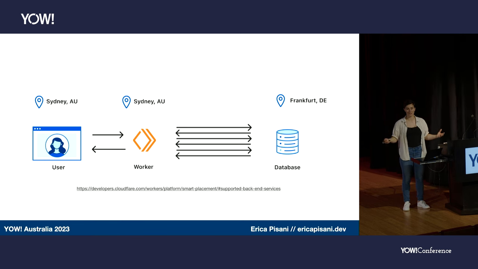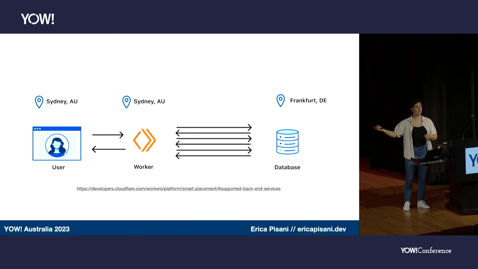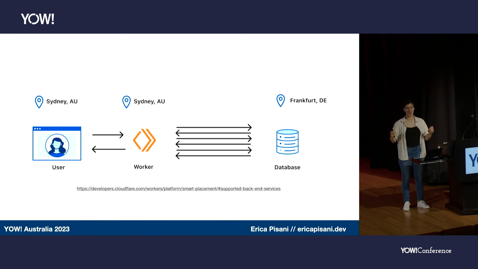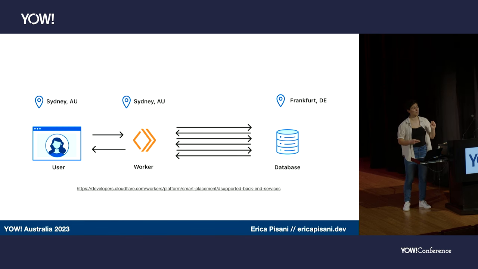You have a user that's based in Sydney, Australia that makes a request. The edge location closest to that user in Sydney picks it up and then makes three requests to a database in Germany. To really put numbers on it, I remember hearing a number of years ago that the rule of thumb is that 150 milliseconds is added in latency for every request that's going across an ocean. So that's a lot of latency that's being incurred here.